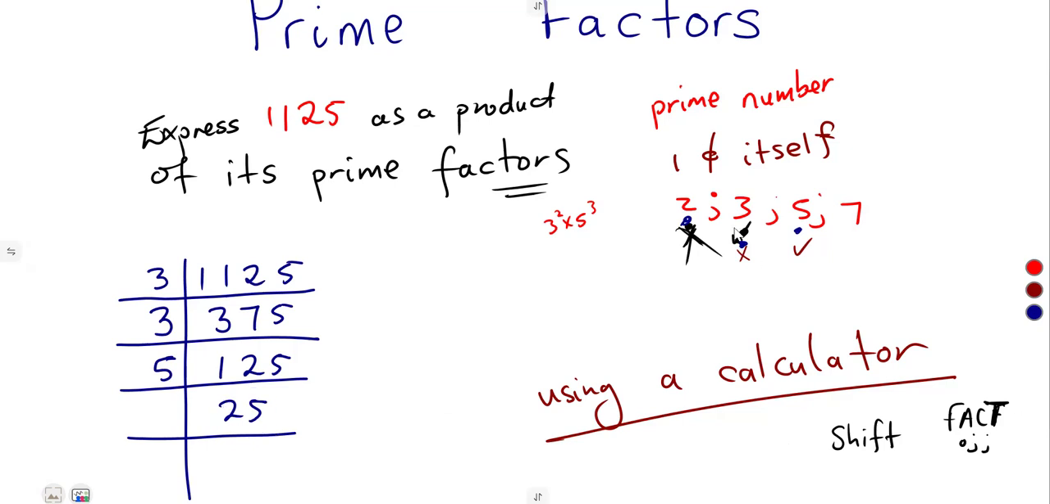25, 3 cannot work, 2 cannot work, so 5 there. So 25 divided by 5 is 5. 5 is a prime number, so we're just going to use 5 here. 5 divided by 5 is what? Is 1. So this is it.